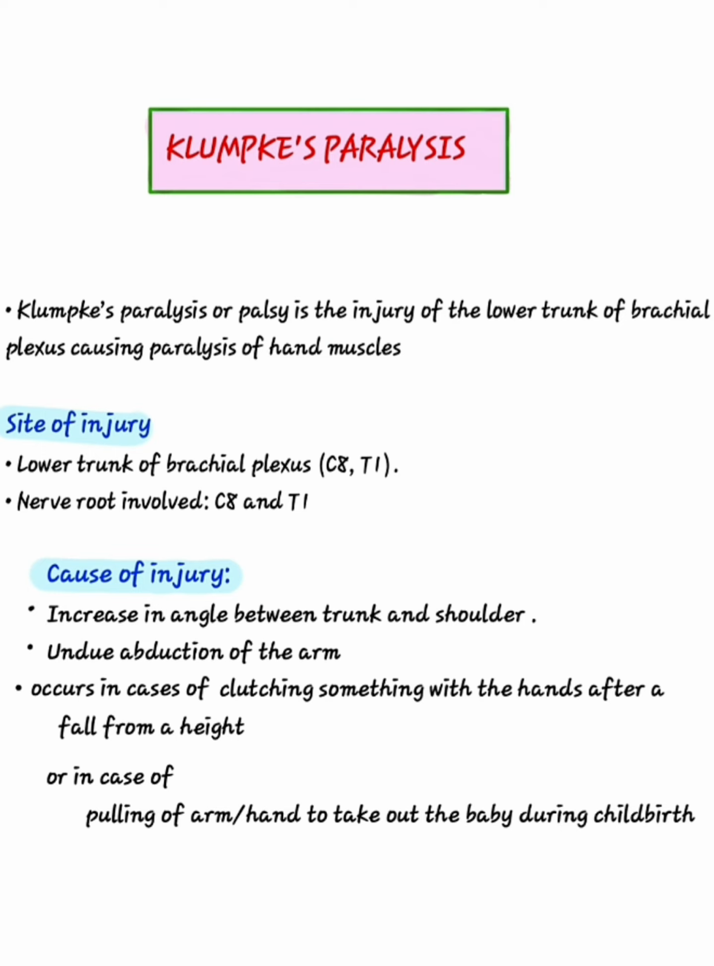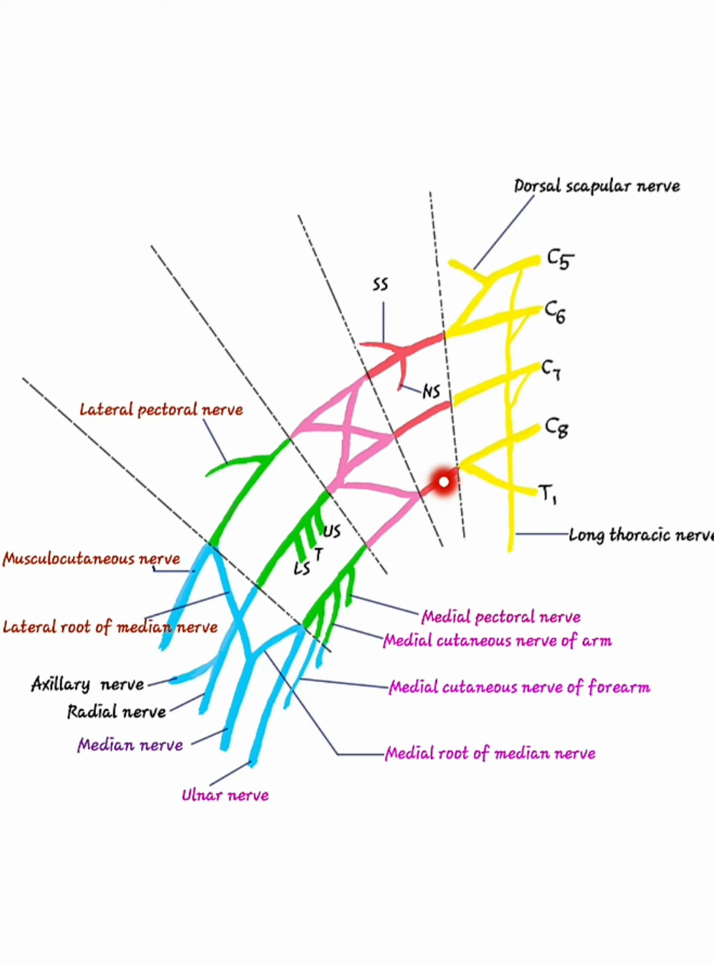In this video, we are going to learn about Klumpke's paralysis. It is the injury of lower trunk of brachial plexus causing paralysis of hand muscles. It is injury to lower trunk of brachial plexus.